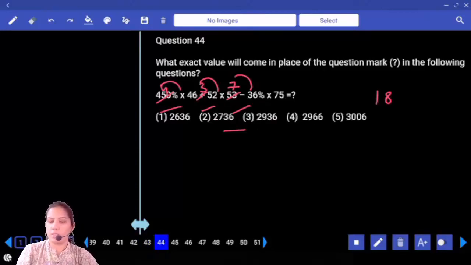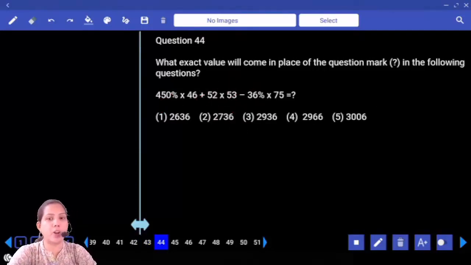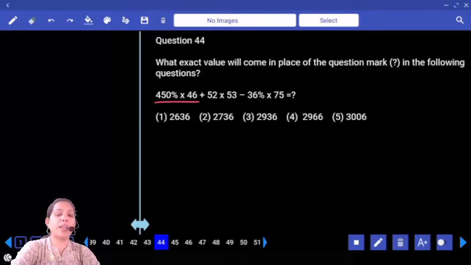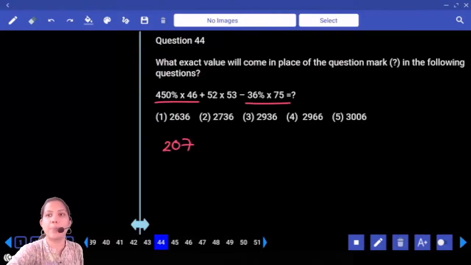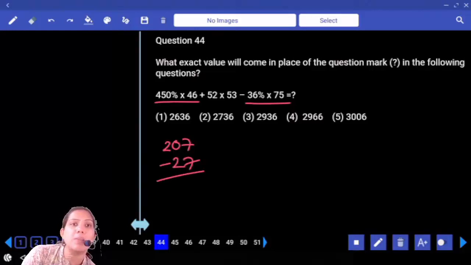Next, question number 44. 450 percentage of 46, 52 into 53, minus 36 percentage of 75. 45 percentage of 46, we can write as 45 percentage of 460. That's easy, right? 45 percentage of 460 means 50% minus 5%. What is 50 percentage of 460? 230. What is 5 percentage? 23. 230 minus 23 is 207. So this is 207. And what is 75 percentage of 36? Same either way. 75 percentage in fraction form is 3 by 4. 4 goes exactly 9 times. 9 threes is 27. So it is minus 27. 207 minus 27 is 180.